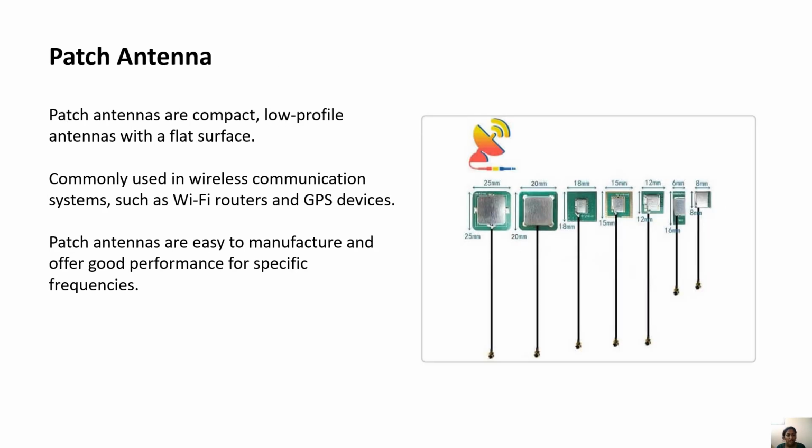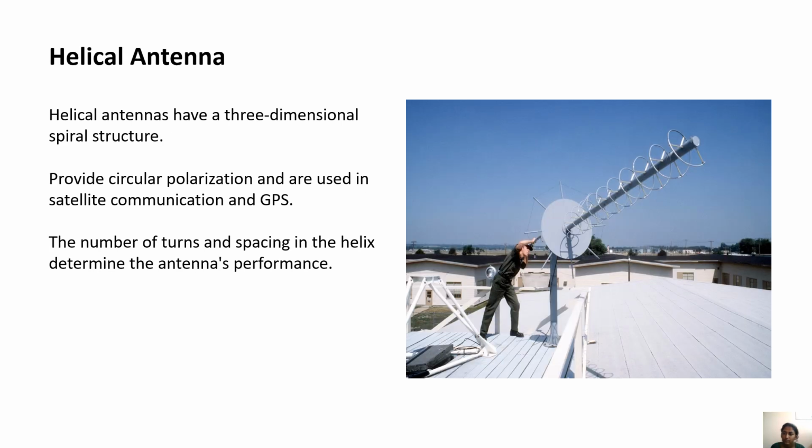And the next one is the patch antenna. Patch antennas are compact, low profile antennas with a flat surface. Commonly, they are used in wireless communication systems such as Wi-Fi routers and GPS devices. Patch antennas are easy to manufacture and offer good performance for specific frequencies. We can see here in the picture the patch antennas.